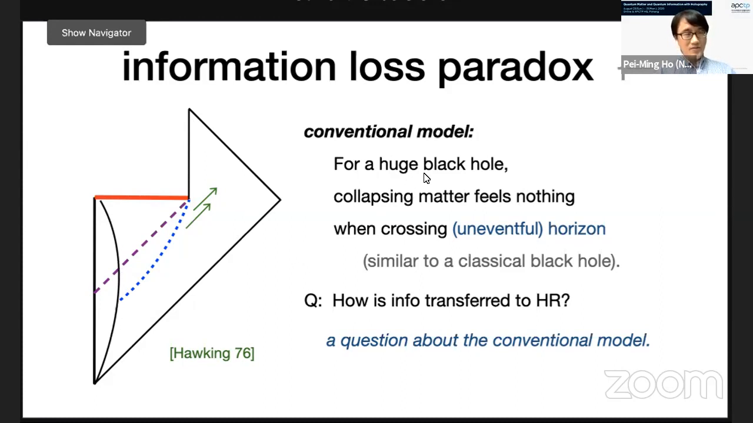In the conventional model, the idea is that if you have a very large black hole, since the gravity around the horizon is inversely proportional to the mass of the black hole, you can have an arbitrarily small gravity around the horizon for a very large black hole. So we can imagine that there is a huge black hole so large that the gravity around the horizon is actually weaker than any apparatus we have can detect. So we could be crossing the horizon right now at this moment.